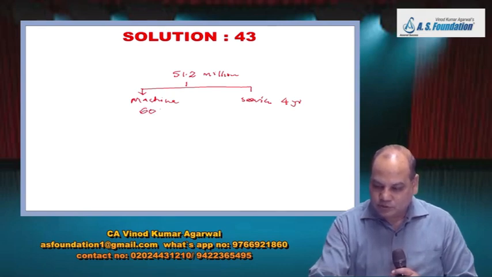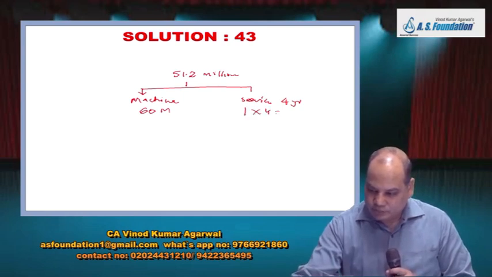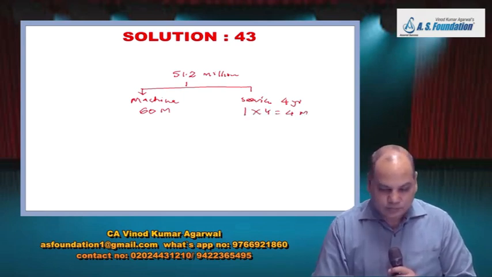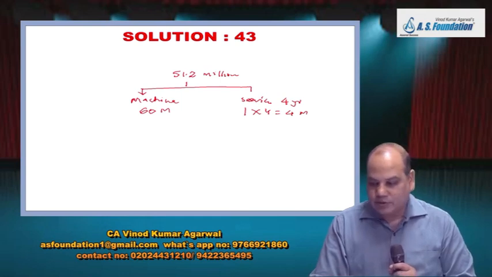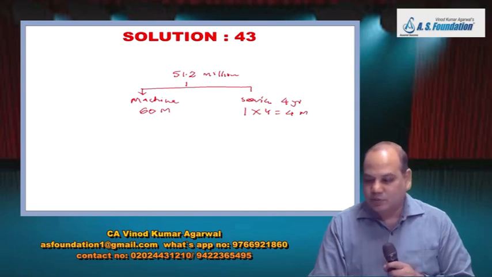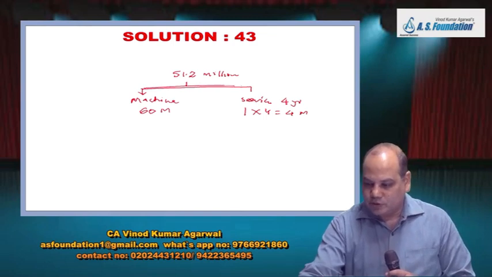Only machine will go for 60 million. And Alpha would normally charge the customer an annual fee of $1 million to service the machine. So 1 into 4, 4 million. You would ignore the time value of money in respect of this transaction. Now what you have to do, there are 2 performance obligations.